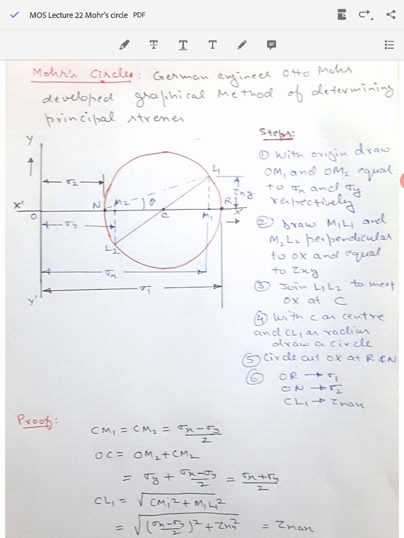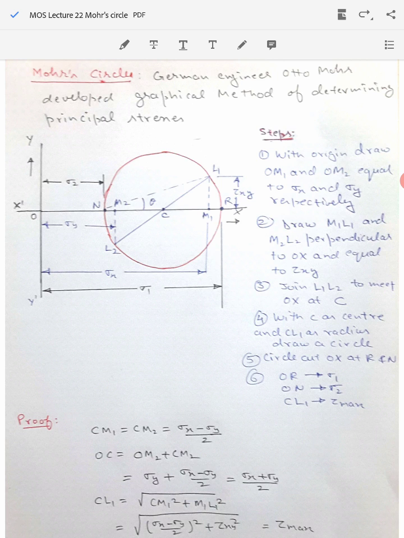The radius that you have taken, the CL1, is going to be equal to your value of maximum shear stress, that will be called as tau max. And the angle L1CM1, which is here being made, will be equal to twice of theta. Twice of theta means twice the value of the principal stress angle from the sigma x. So if you want to find the value of the angle of principal plane, then you need to just divide the value of angle L1CM1 by 2, and you will get the value of theta from that.